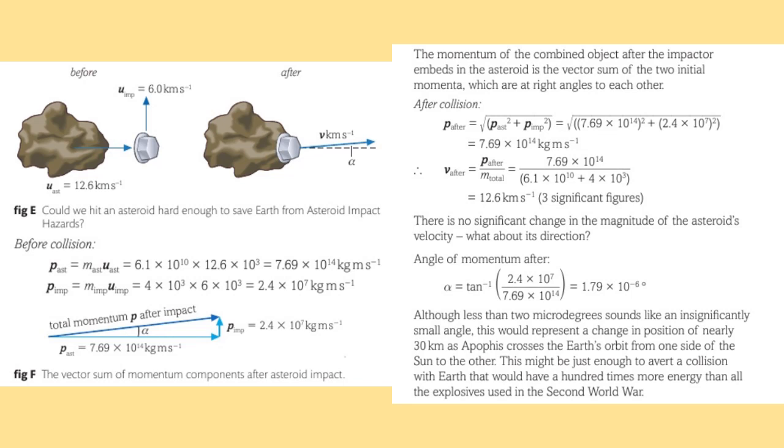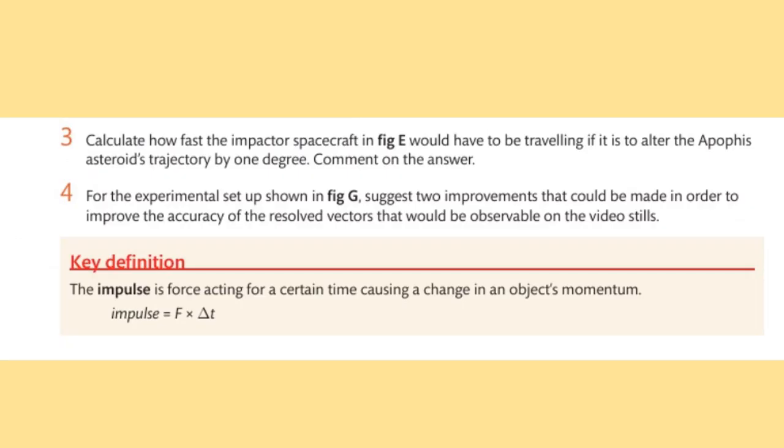So this is what we're trying to do. Obviously, if you make it slightly bigger, it's going to have a slightly better effect. And so the question says, how can we alter the asteroid's trajectory by an entire degree? Let's be sure. Why do a couple of microdegrees when 1 degree would be a massive difference? So let's have a look at what we'd need to do that.